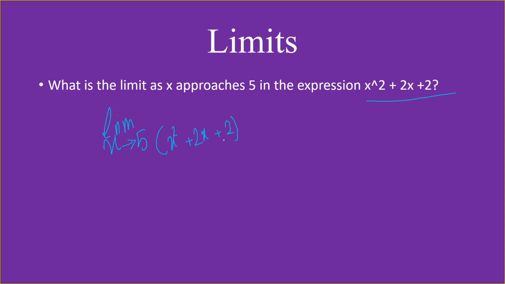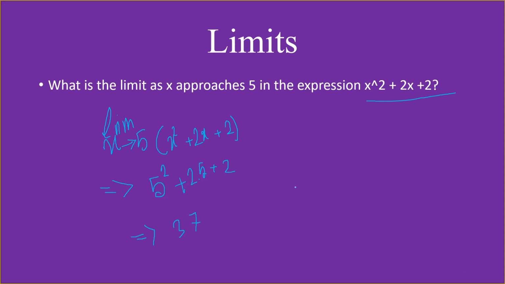Now, what happens? In this function, if I put 5 in every single x, because x is continuously reaching the point 5, I will have 5 square, then 2 multiplied by 5, and then 2. So my final result will be 37.